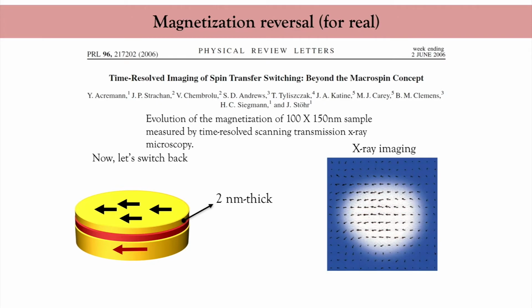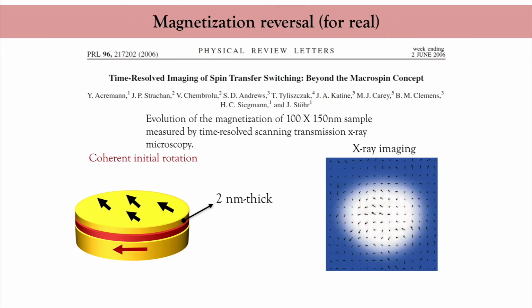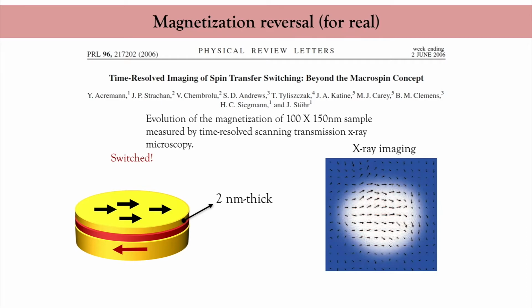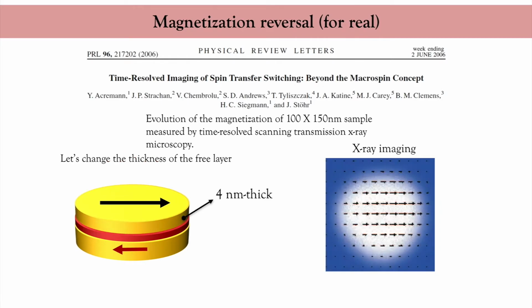Now we switch back. Again, the magnetization points coherently out of the plane. Some strange texture appears with a couple of vortices, and it switches. Good. Now let's increase the thickness of the free layer to 4 nanometers. Because it's thicker, I would expect some contribution from the dipolar field, and therefore more complex textures. Let's do it.